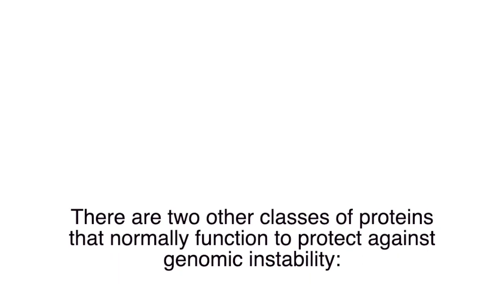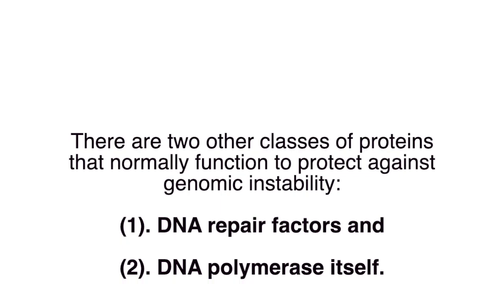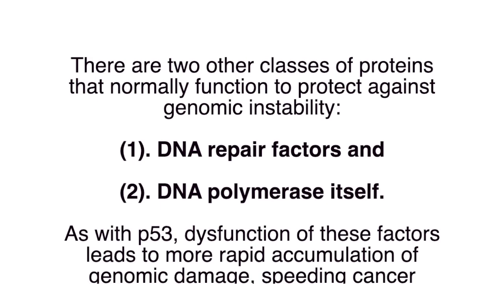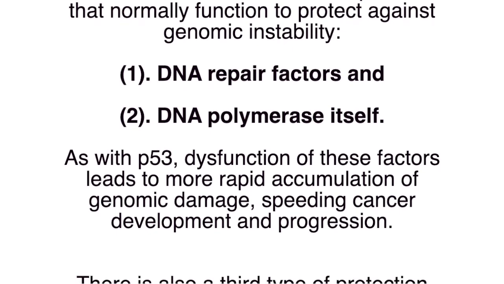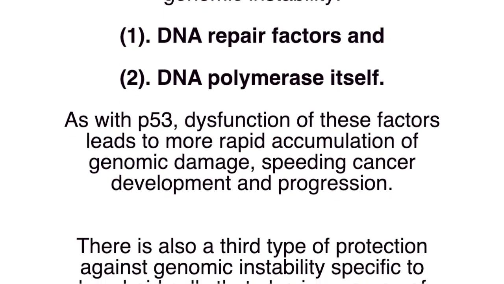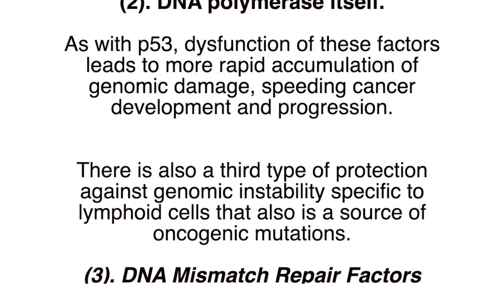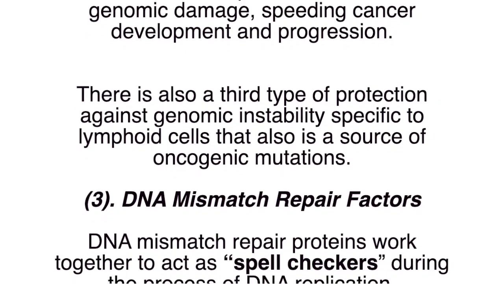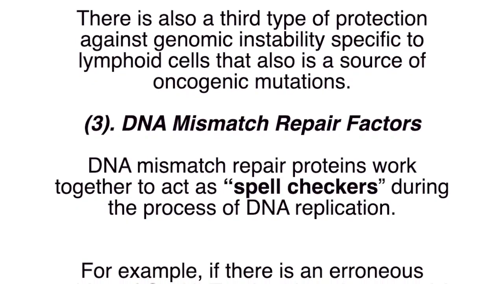There are two other classes of proteins that normally function to protect against genomic instability. One, DNA repair factors, and two, DNA polymerase itself. As with p53, dysfunction of these factors leads to more rapid accumulation of genomic damage, speeding cancer development and progression. There is also a third type of protection against genomic instability specific to lymphoid cells that also is a source of oncogenic mutations. 3. DNA mismatch repair factors.